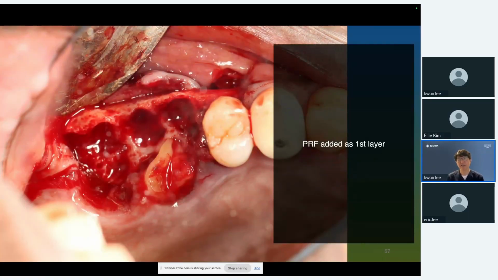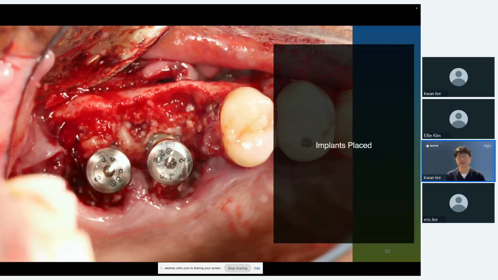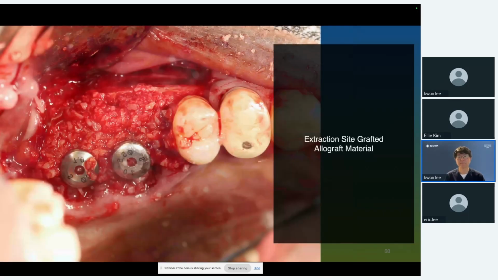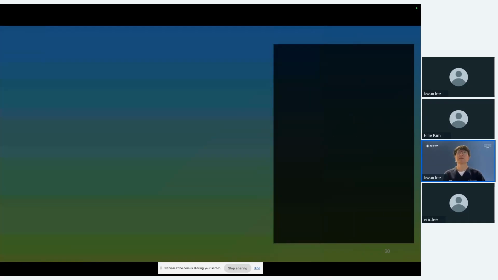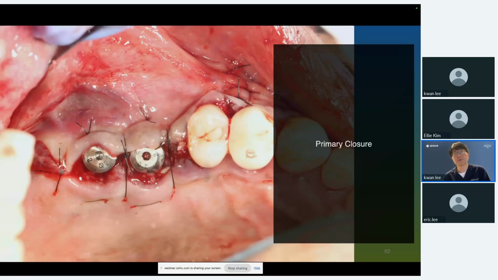So now PRF is added. And with the graft, once the sinus membrane is augmented, you just treat it like an immediate implant placement. Place the implants. Remember, always underdrill the osteotomy so you get good primary stability, then graft it. Then cover with some PRF and do your routine primary closure.